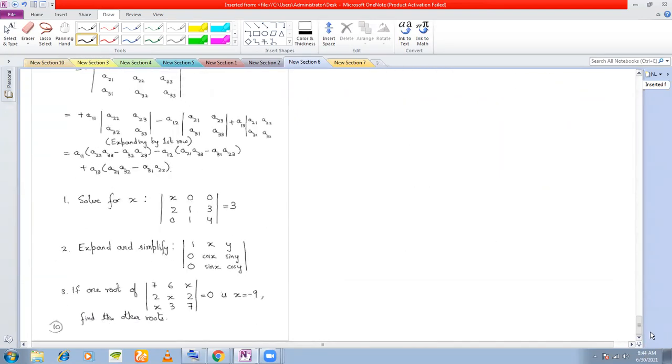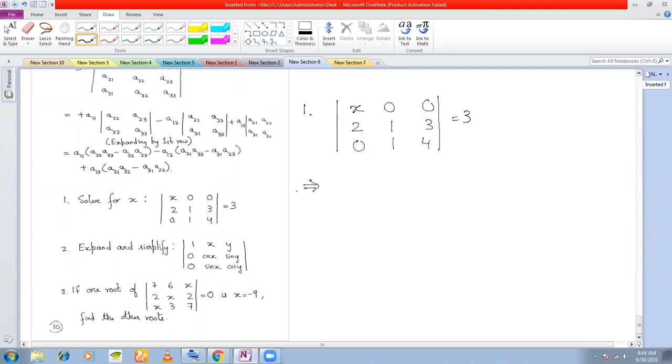Okay, sir. Now let's see this. Question number 1. Solve for x. This determinant is given to you: x 0 0, 2 1 3, 0 1 4, is equal to 3. We want to solve for x. What will we do? We'll expand this determinant.